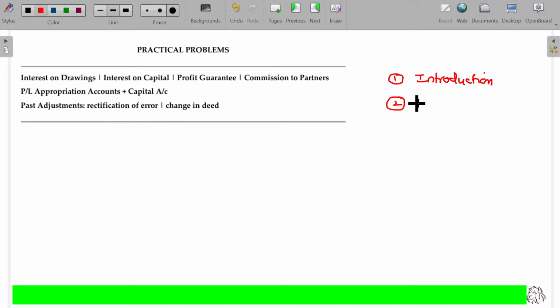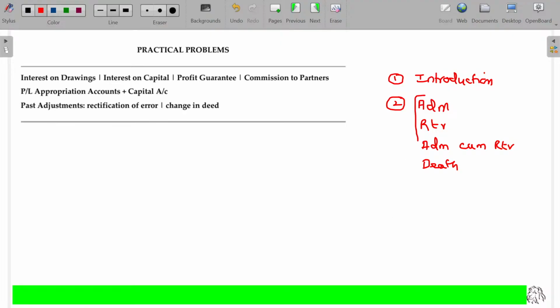The second one is all about understanding the reconstitution of partnership firm, which is nothing but admission of a new partner, retirement of an existing partner, and sometimes one of the partners may be admitted instead of another partner's retirement, so admission cum retirement. And sometimes one of the partners may die, so how can we handle that?